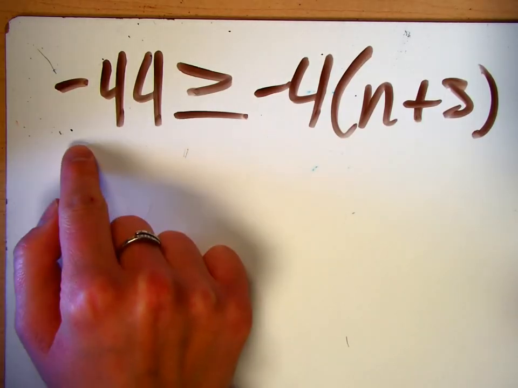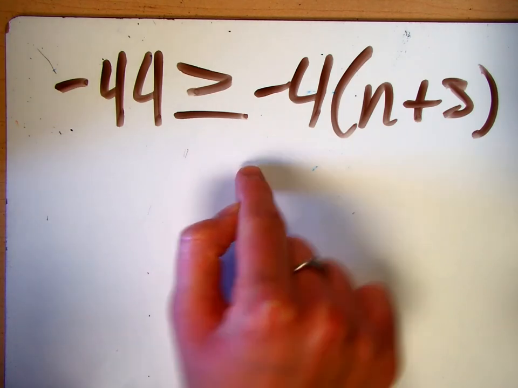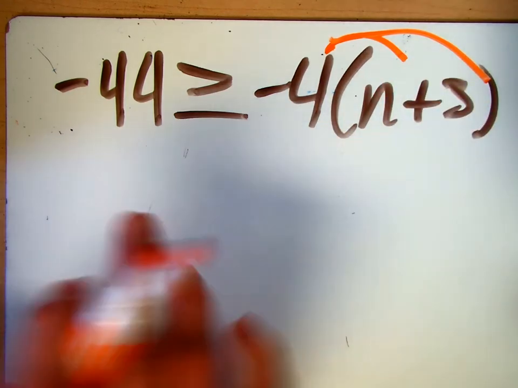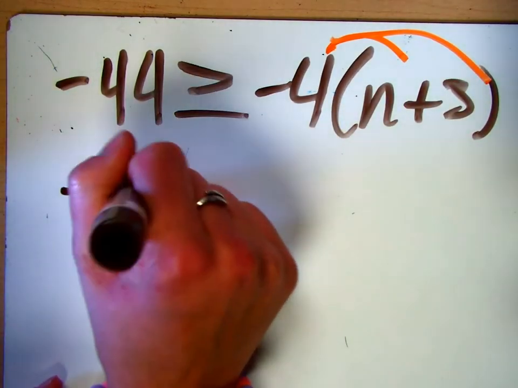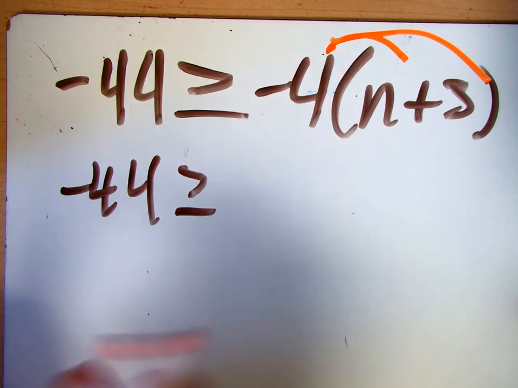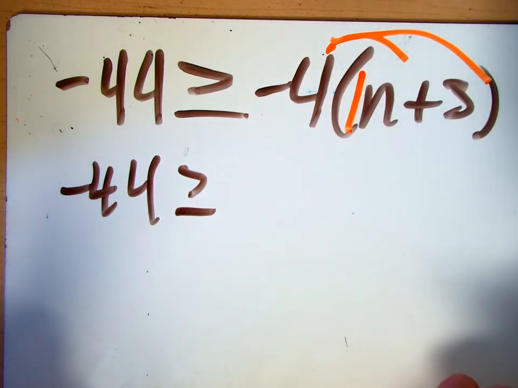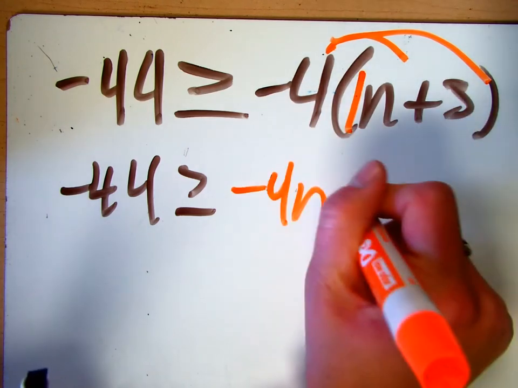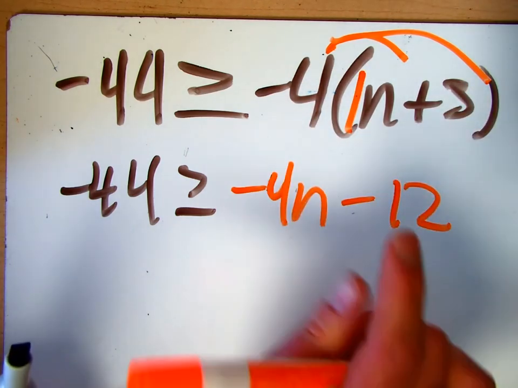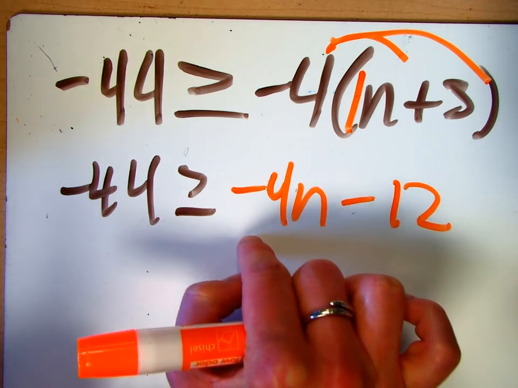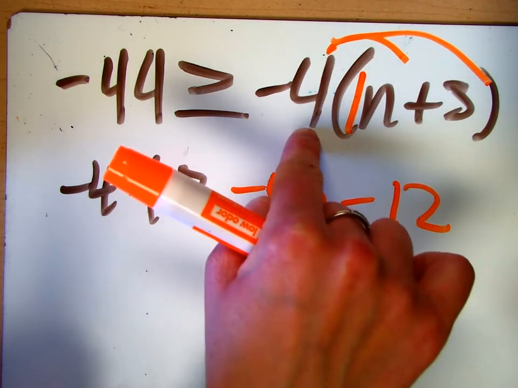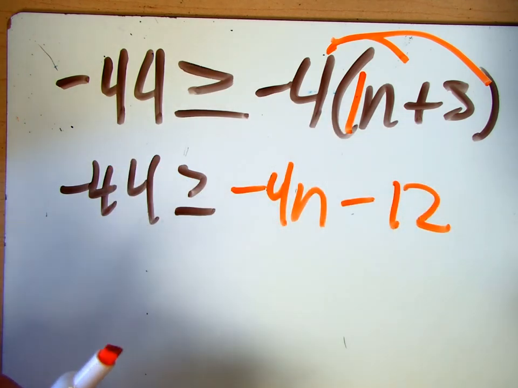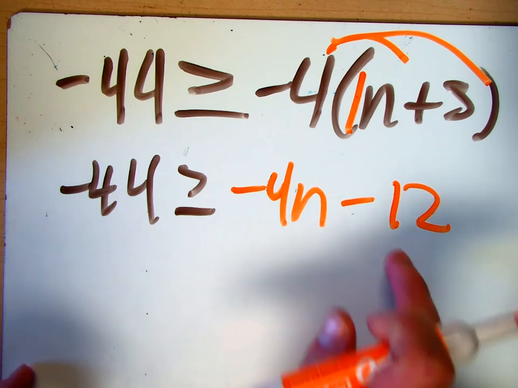Okay, very last example. Negative 44 is greater than or equal to negative 4 times n plus 3. Again, first step is to multiply. Negative 44 and the inequality symbol stays the same. Negative 4 times n, remember you can always put a 1 in front of it if you need to, would be negative 4n, and negative 4 times 3 is negative 12. We do not need to do a flip yet because we did not multiply by negative 4 on both sides, only the one side.